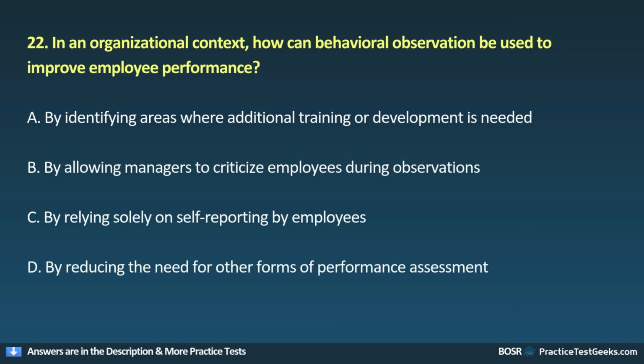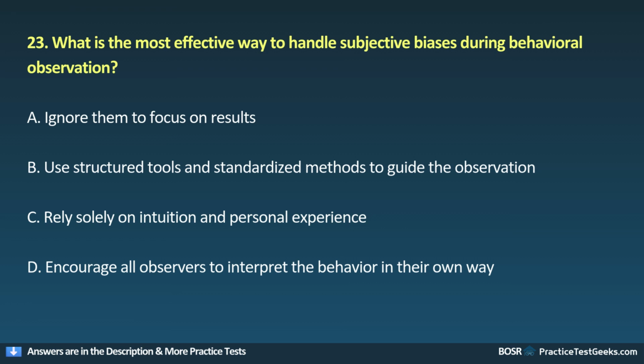A. By identifying areas where additional training or development is needed. B. By allowing managers to criticize employees during observations. C. By relying solely on self-reporting by employees. D. By reducing the need for other forms of performance assessment. 23. What is the most effective way to handle subjective biases during behavioral observation?